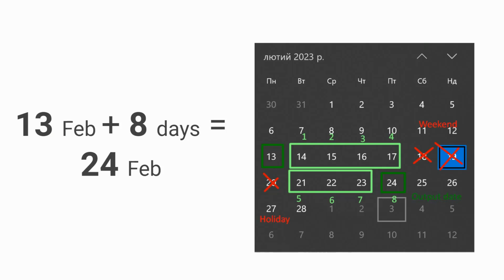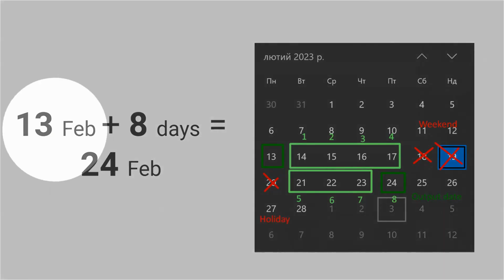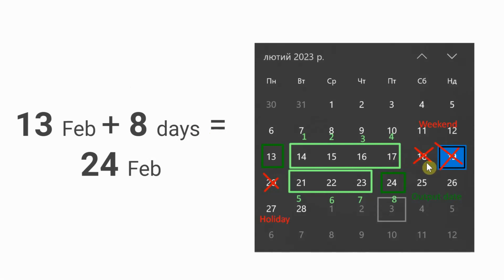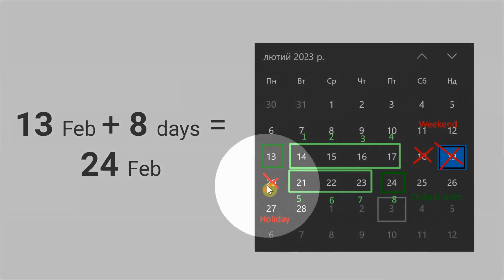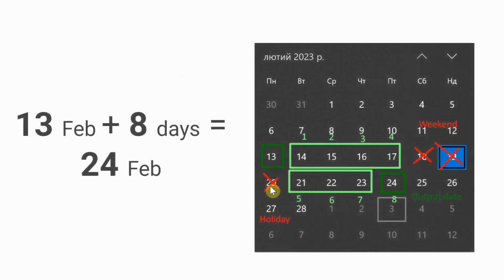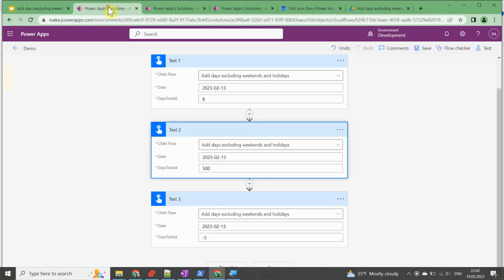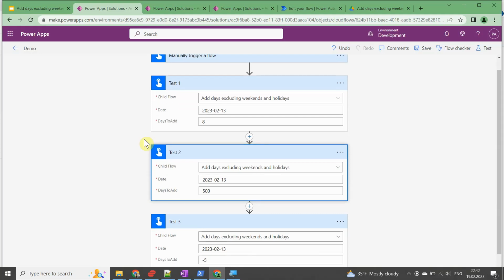For our demo, we have two inputs, the date, February 13th, and the number of days to add, 8 days. In this range, we should exclude February 18th and February 19th because of the weekend, and February 20th because of a US holiday. We have the demo flow which tests three different cases.